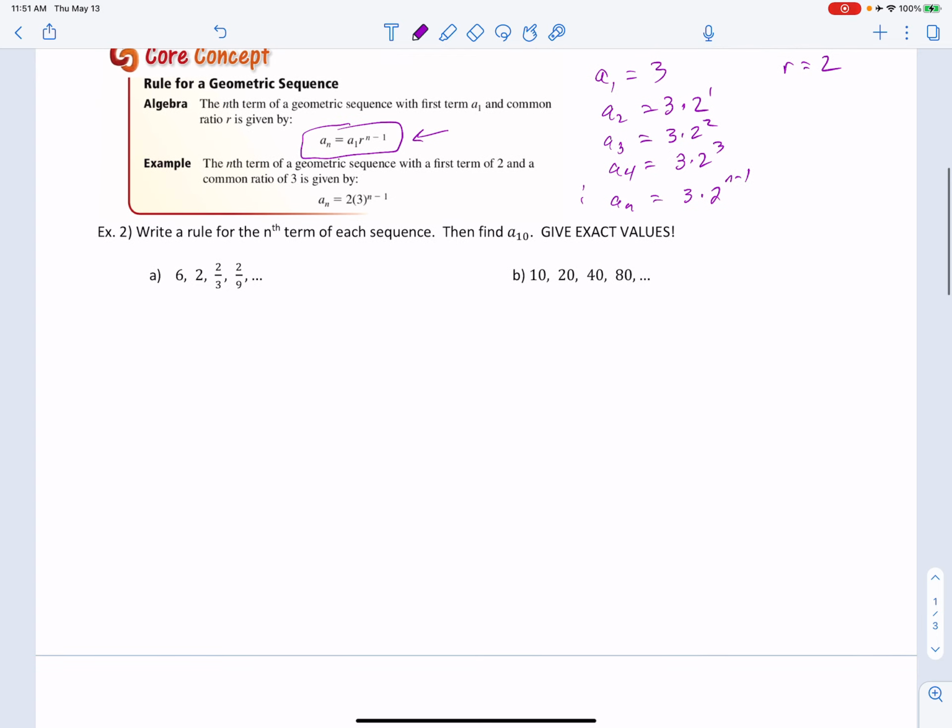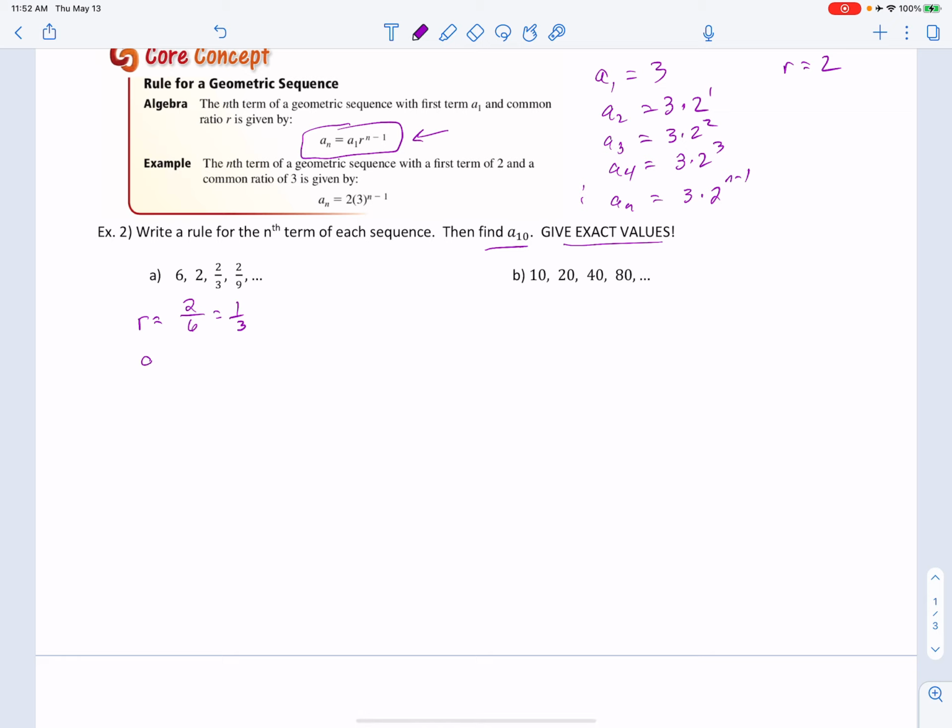So write a rule for the nth term and then find a sub 10, and give exact values. You have to show use of formulas and you have to show work. For the common ratio, we can take the second term divided by the first term, and that is 1/3. If I take 2 times 1/3, I get 2/3. 2/3 times 1/3 is 2/9. It is geometric, because when you get to the test, you're going to have both arithmetic and geometric, so you need to make sure you know which one you're working with, so you use the correct formulas.